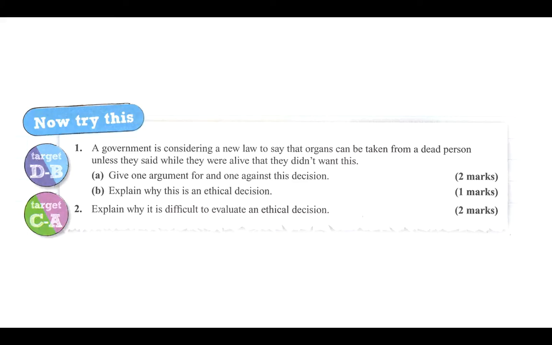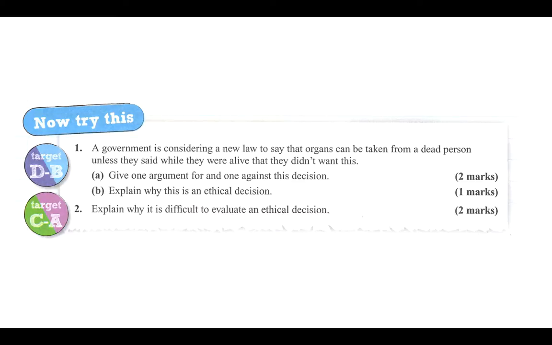Okay, so hopefully you've had a go at these questions. The first question says, a government is considering a new law to say that organs can be taken from a dead person unless they said while they were alive that they didn't want this. Give one argument for and one argument against this decision. 2 marks. For 1 mark, you could have said that there'd be more organs available for transplants. That would be a good for argument.